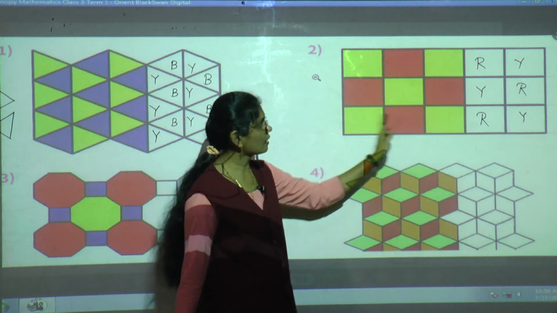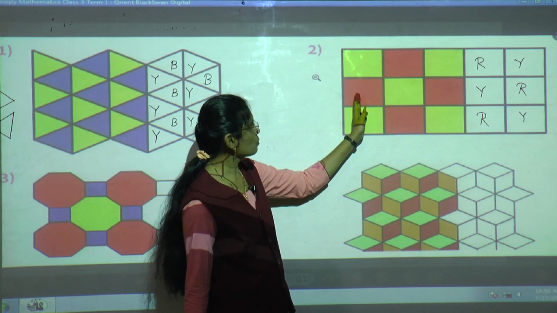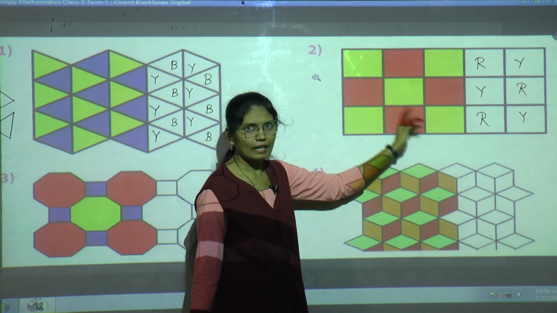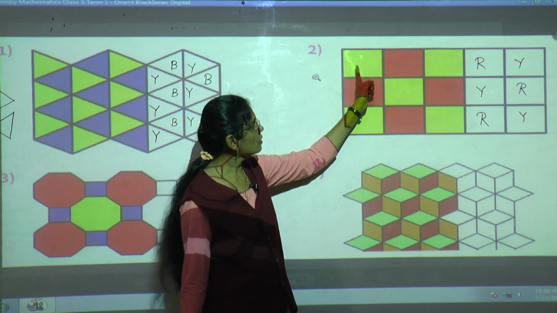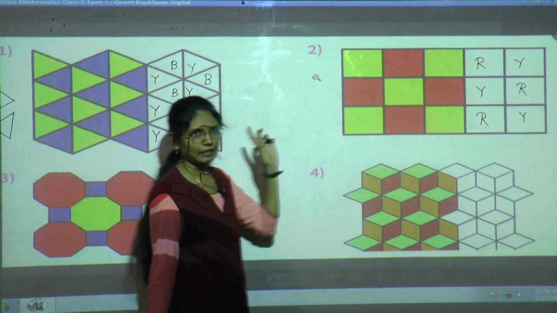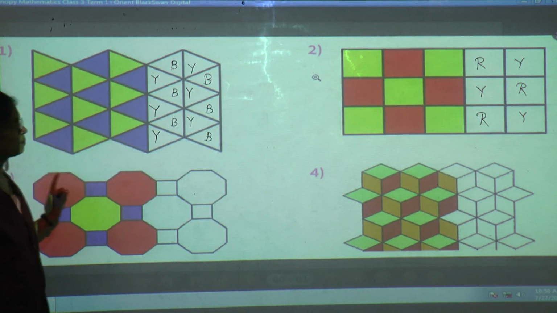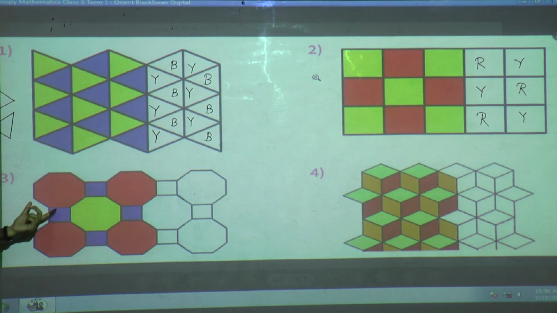So color this and complete this also in your textbook. See here only two colors are there and only one shape is there, that is a square. Only the colors are changing by yellow, red. In this way you can complete the second pattern also. Now see this third pattern.